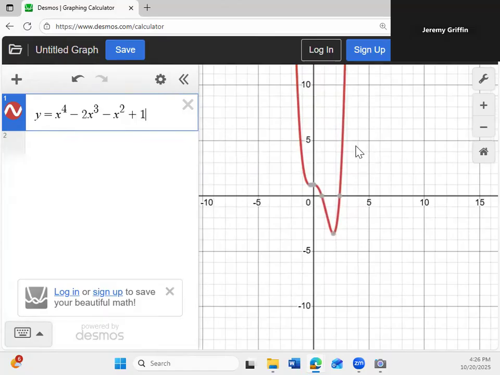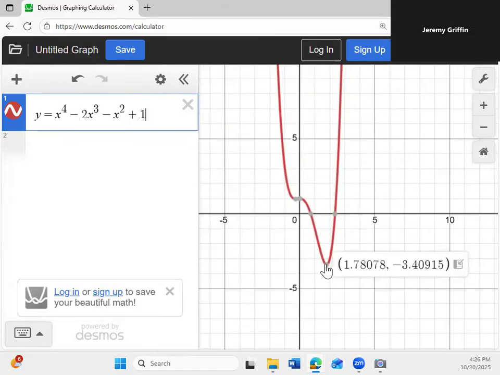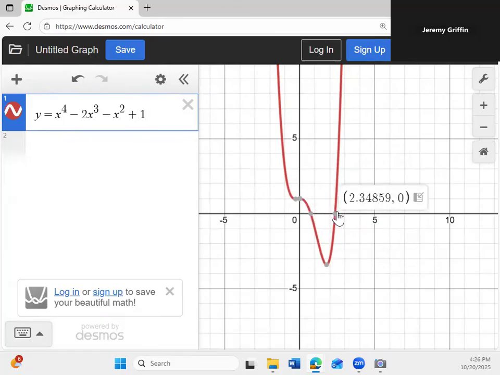And so what are some interesting points in this graph? Well, how about extrema? I see an absolute minimum here where x is 1.78 something, y bottoms out at -3.4 something. So that could be an absolute minimum. I see a couple of x-intercepts. Here's an x-intercept where x is 0.72 or where x is 2.3 something. That's where y is equal to 0. I also see a y-intercept where x is 0, y is 1. Those are probably the main features.